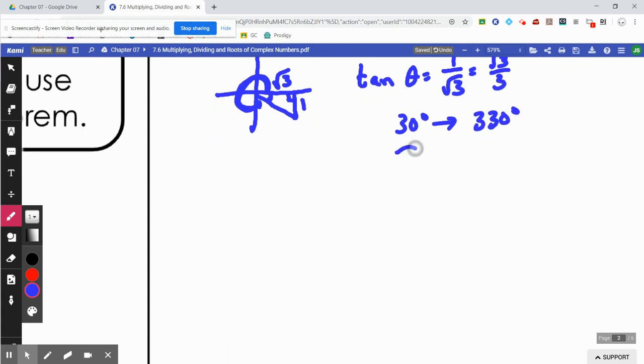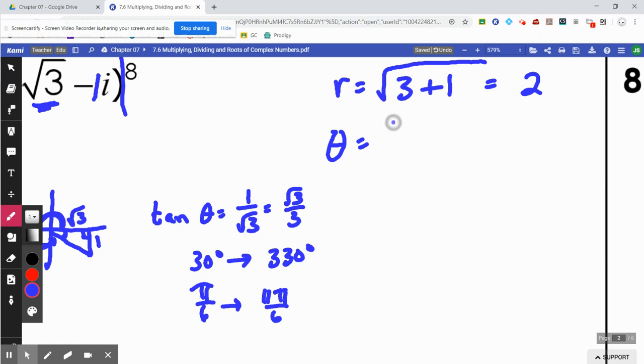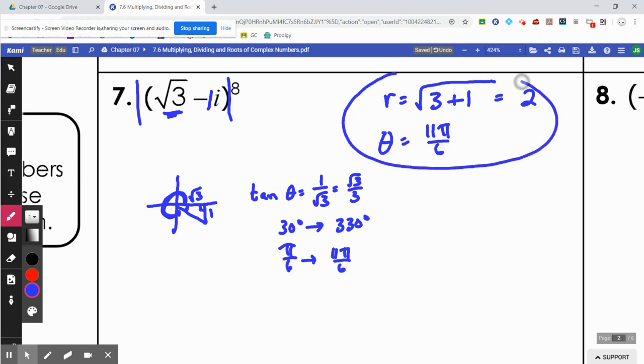Or if we wanted in radians, that'd be pi over 6 and 11 pi over 6. Pi over 6 was our reference, and 11 pi over 6 is our theta. So therefore, let's go ahead and write that down, 11 pi over 6. And that would be a 4th quadrant angle. Now let's take these two values and write this in trig form.